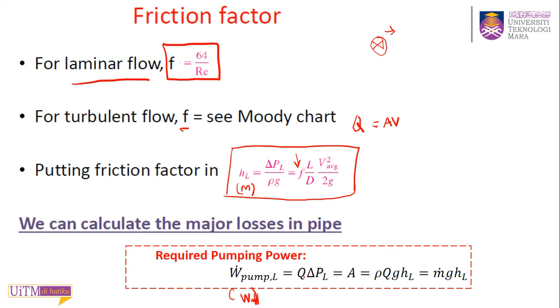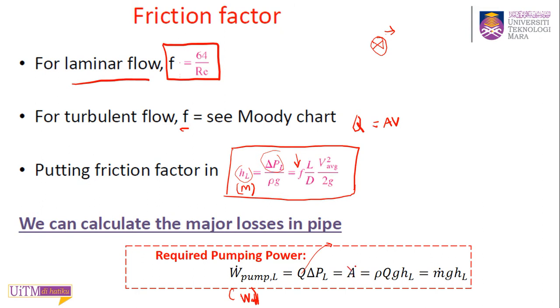Do you know what Q is? What is Q? Anyone? Volume flow rate. Yes, so the volume flow rate Q times your pressure losses, delta P_L, which you can calculate from your equation. When you get the head losses, you can just multiply with rho g to get your pressure losses.